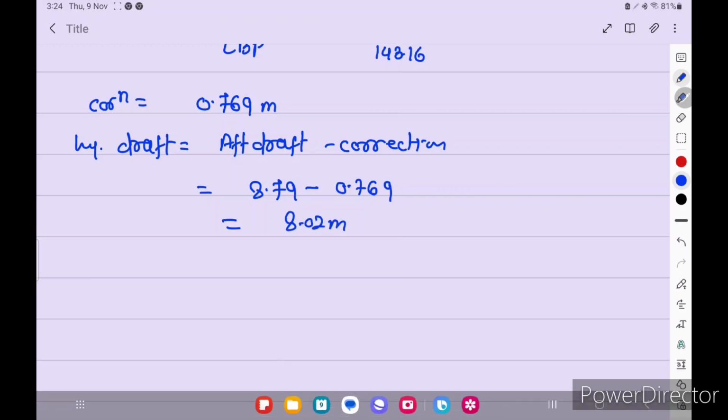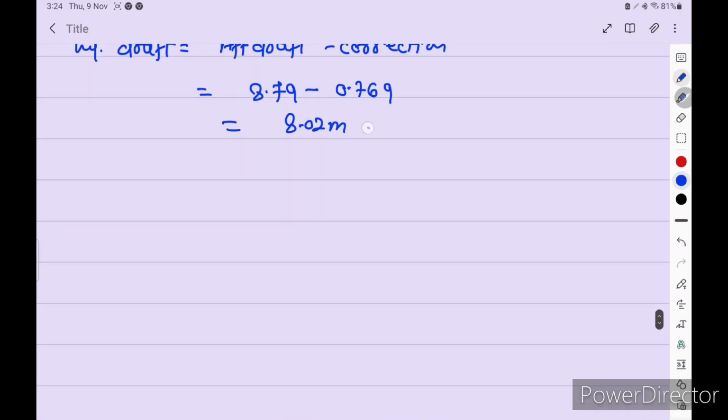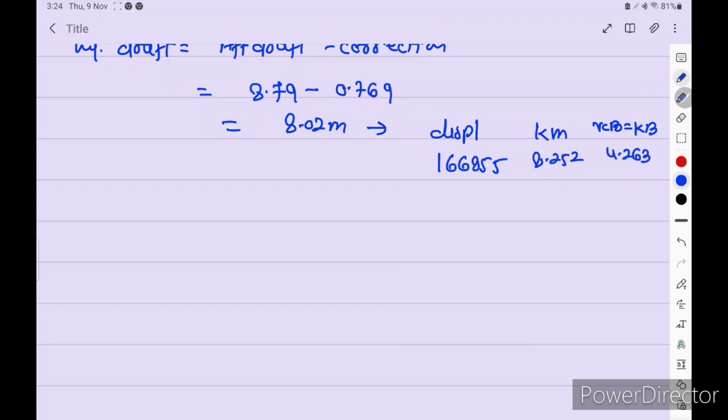Correct. Now for this draft, from the MV Hinship particulars we have to find out the displacement: 16685.5, KM is equal to 8.252, VCB is equal to KB, we find out 4.263. Okay, now FSC is equal to FSM upon displacement. 1732 is given in the question, and from the Hinship particulars we find out the displacement. So we find out the FSC.